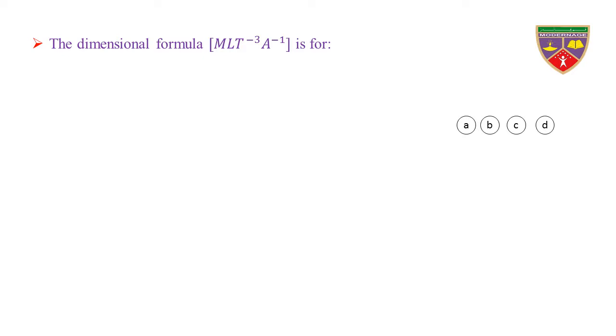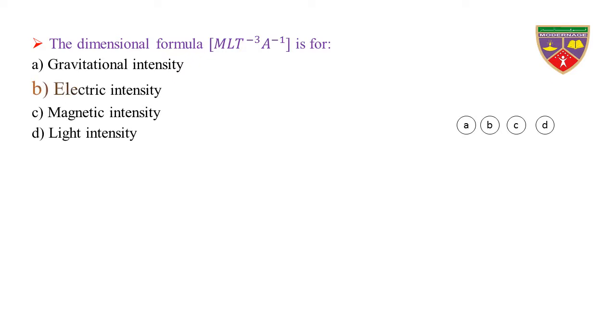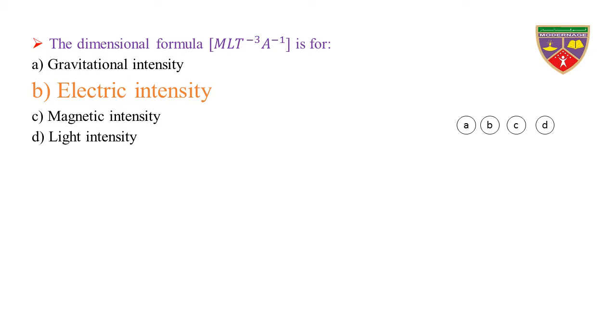The dimensional formula [MLT^-3 A^-1] is for: A, gravitational intensity; B, electric intensity; C, magnetic intensity; D, light intensity. The key is electric intensity. The correct option is B.